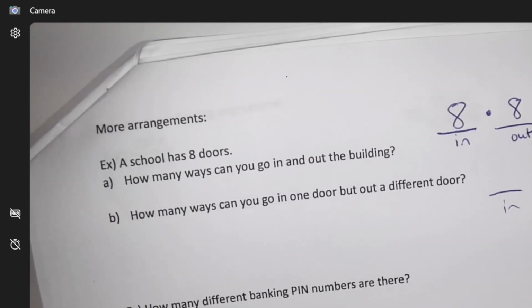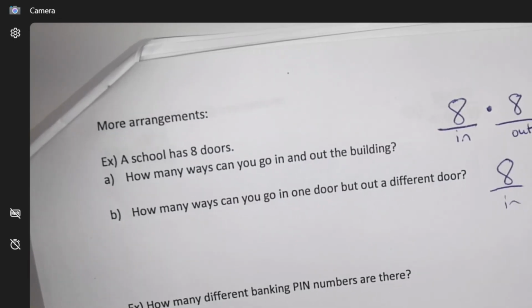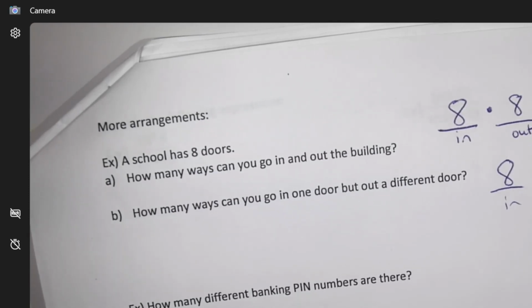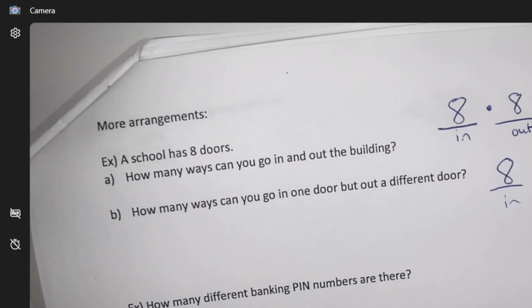How many ways can you go in one door, but you would have to exit through a different door? So again, there would be 8 options for me to go into the building, but it says on the way out I have to pick a different door. So then how many options would I have? I only have 7 now. So then there would be 56 ways to do that.